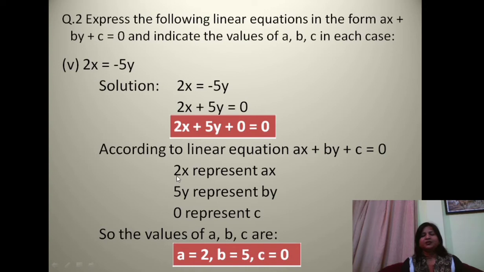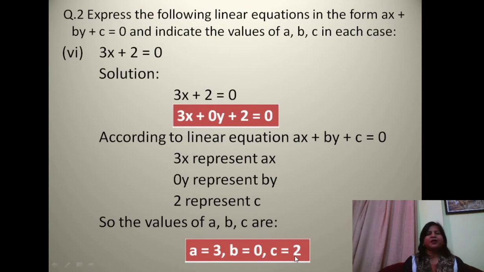Now it is converted according to the linear equation ax plus by plus c is equals to 0. Here you can see 2x represents ax. That means a is equals to 2. 5y represents by. That means b is equals to 5. Also 0 represents c. c is equals to 0. So the final values of a, b, c are a is equals to 2, b is equals to 5 and c is equals to 0.